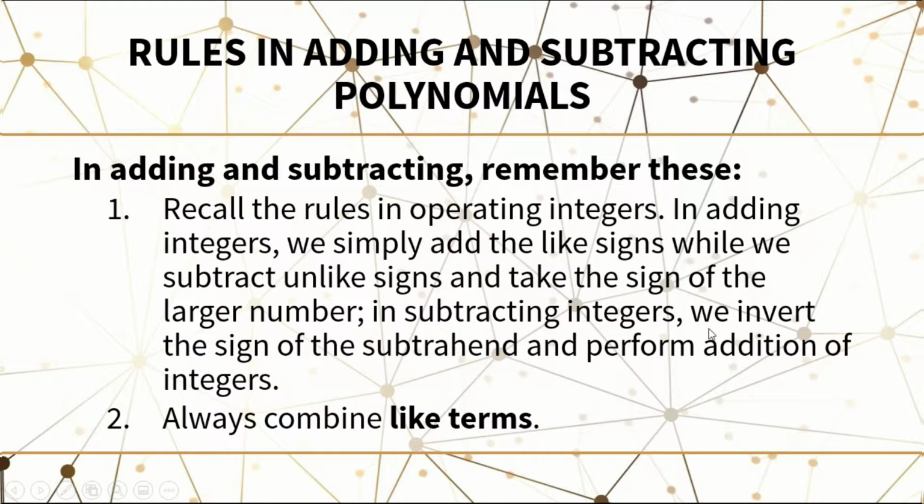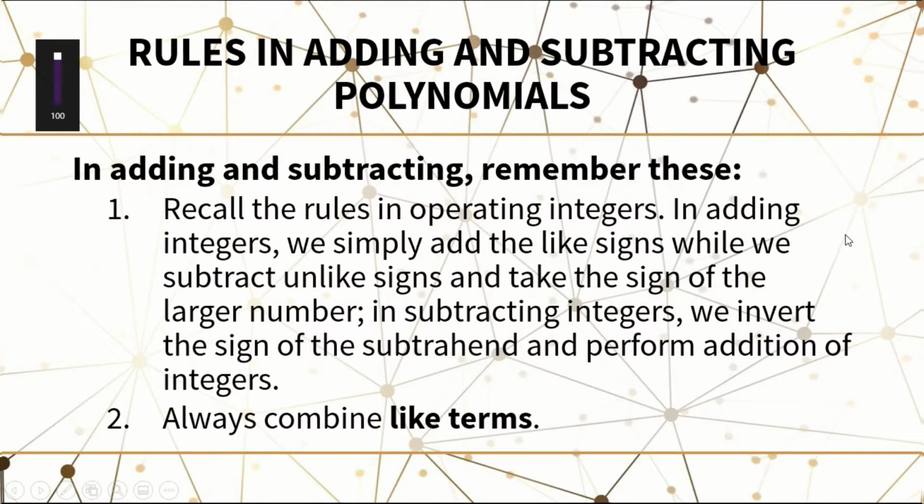Again, pag nag-add tayo ng integers, we add the like signs. And then, pagka unlike yung signs, we subtract, pero we take the sign of the larger number. Sa subtraction naman, papalitan lang natin yung sign ng subtrahend and perform addition of integers. Then, number 2, at ito yung pinakamahalaga sa lahat, we always have to combine like terms.